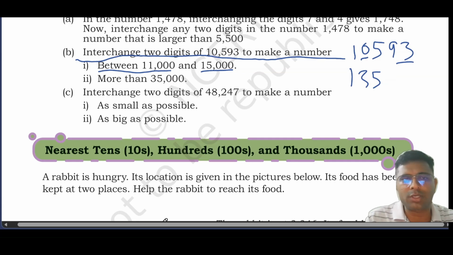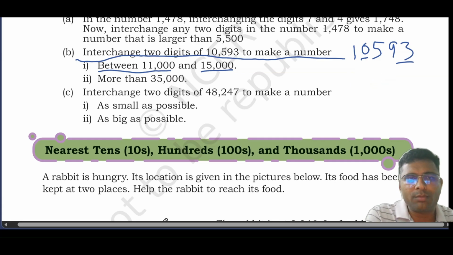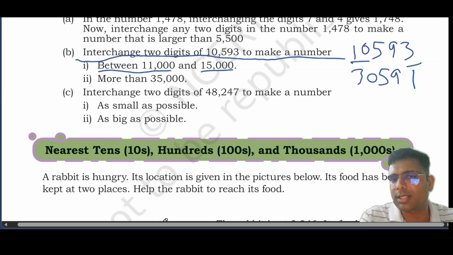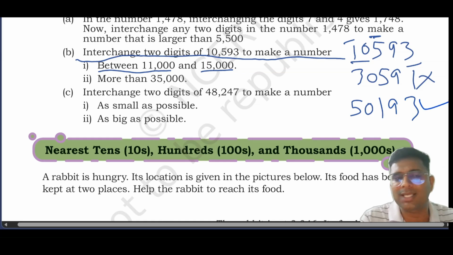Okay, after this bachcho, come to next, more than 35,000. So for more than 35,000 bachcho, if you interchange 3 and 1, it will become 30,591 and it is not more than 35,000. So it will be wrong. Okay, so if we interchange 1 and 5, we will get 50,193 and this is greater than 35,000. So this is correct.